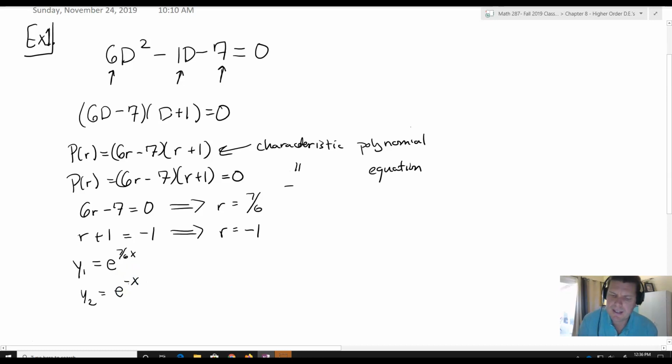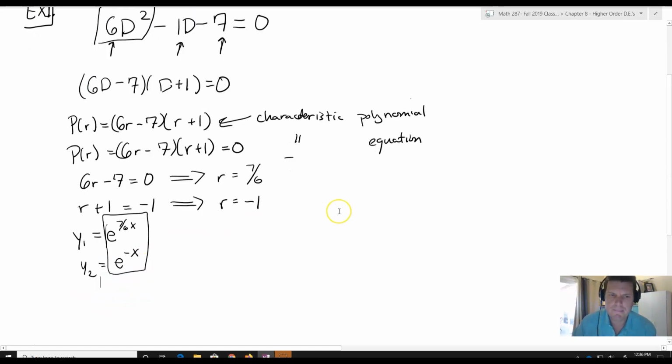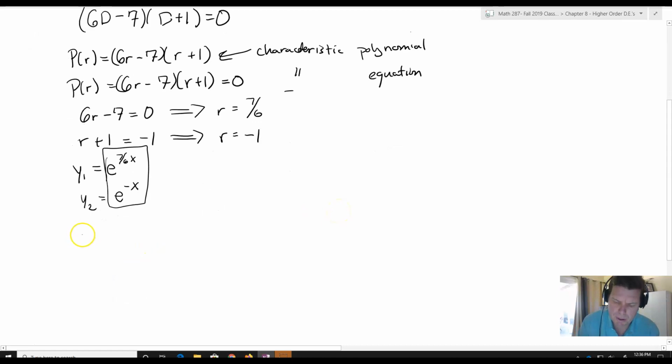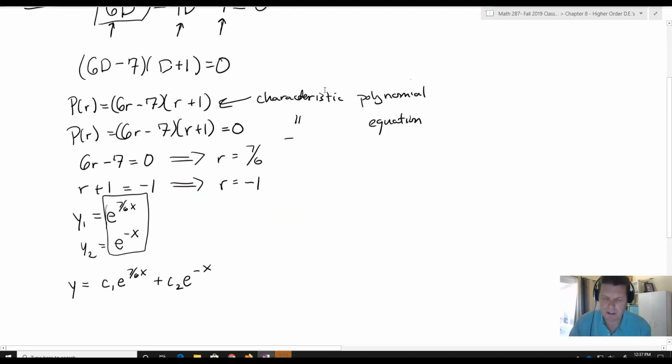Okay, and since this is a second order differential equation, you can see that it's going to have two linearly independent solutions. Okay, and so our complete solution is going to be y equals c1 e to the 7/6 x plus c2 e to the negative x. Okay, let's go through and check to make sure that these are in fact our solutions.